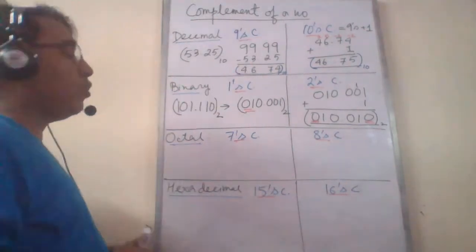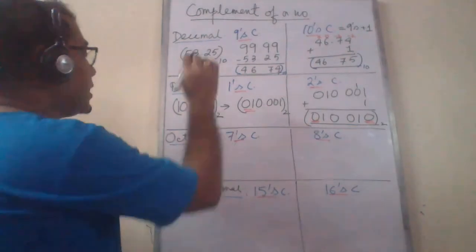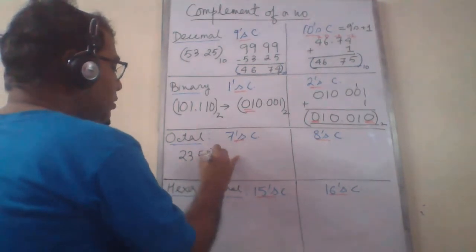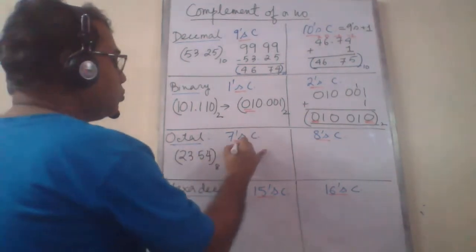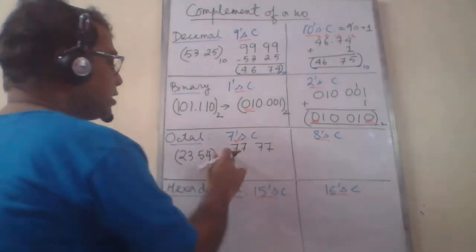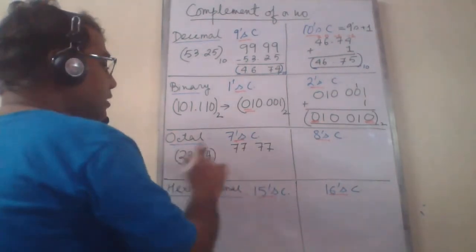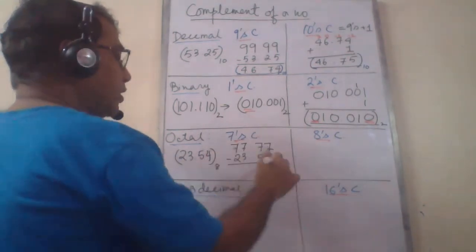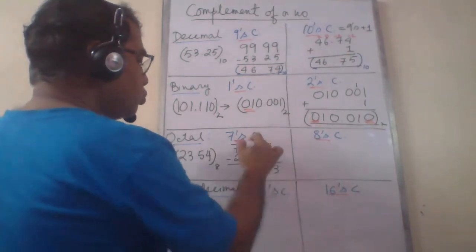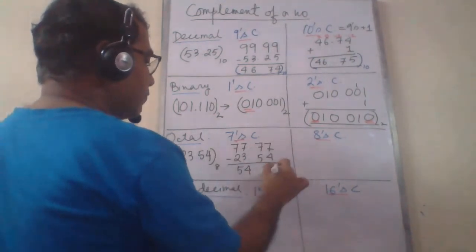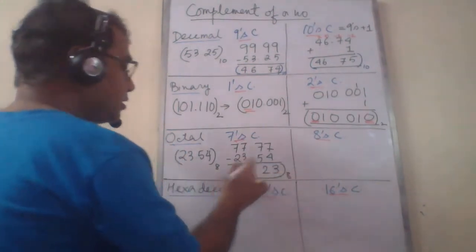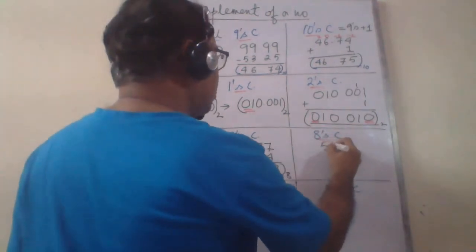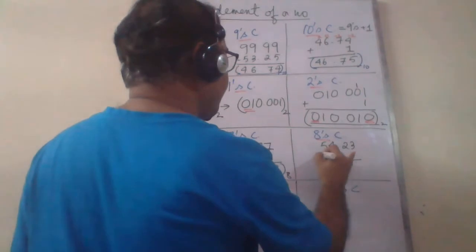Let us move to the octal complement, the 7's complement. Let us take the number, suppose 23.54, if it is an octal number. So what we'll do, the highest digit is 7. So it is 77.77 minus 23.54. You will get 54.23. This is your 7's complement of 23.54. Similarly, the 8's complement will become, adding 1 over here, 54.24.